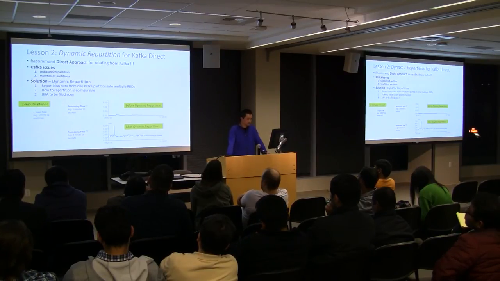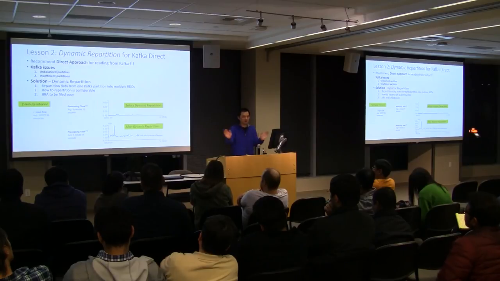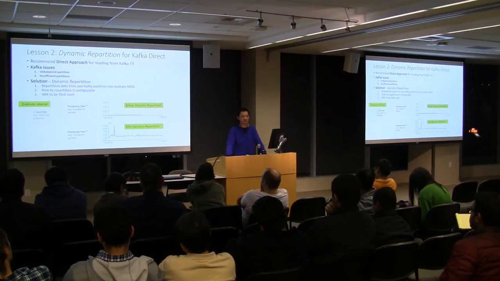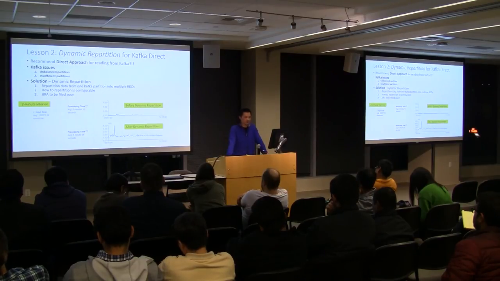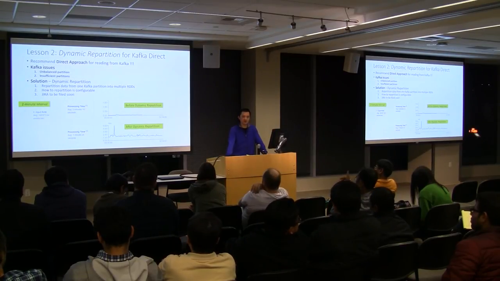Because we understand the problem is that Spark Streaming has some dependency. It does one-to-one binding between Kafka partitions and RDD partitions, so that limits the computing power. We have the computing power, but with this binding and dependency we are not able to benefit from it. Okay, these are the two short lessons we learned.